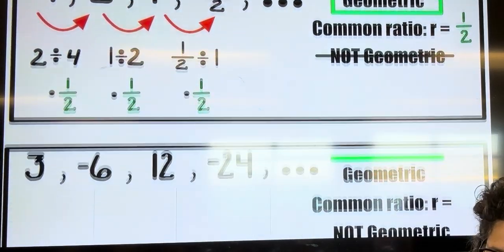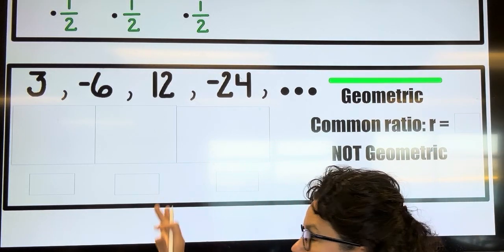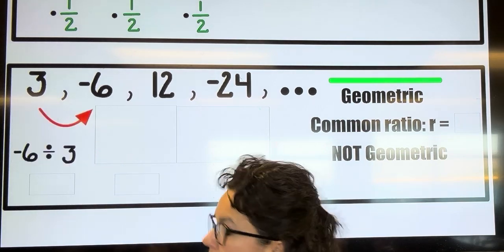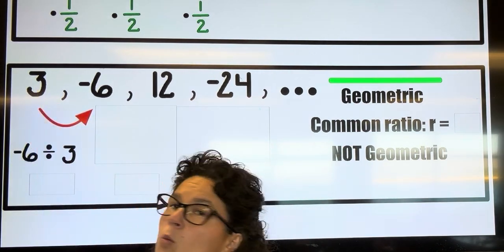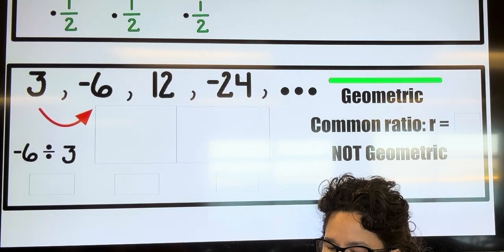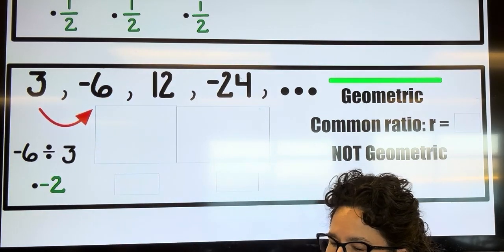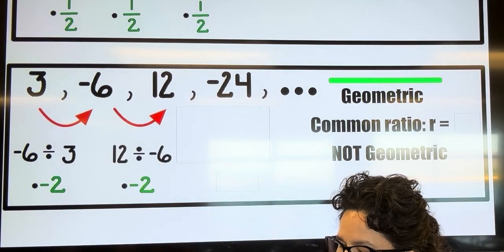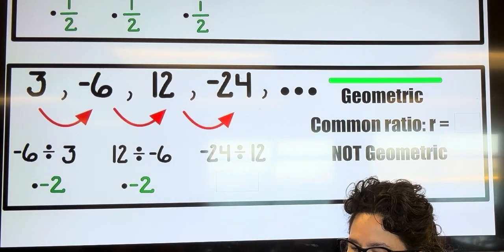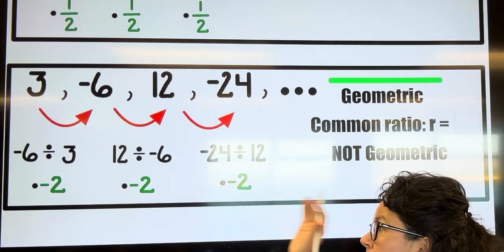Okay, so let's do one more here. We're trying to make the decision, so in this one I'm going to take -6 divided by the one that came before it, and -6 divided by 3 is -2. Then I'm going to take 12 divided by the one that came before it, which is -2. Then I'm going to take 24 divided by 12, which is -2. And every single time we got the exact same number.